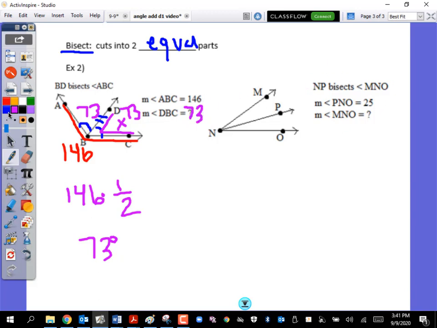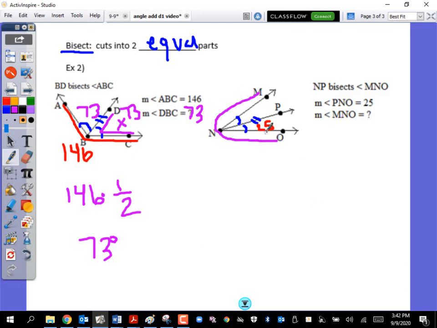And this one over here, it says NP bisects angle MNO. So that means that this smaller angle and this smaller angle are equal. You see when I put those little arc marks, that means those two angles are equal. But I also like to put a little equal sign on that bisector. So it says the measure of angle PNO, this little one down here, is 25. And they want to know the measure of angle MNO, the big one out there.